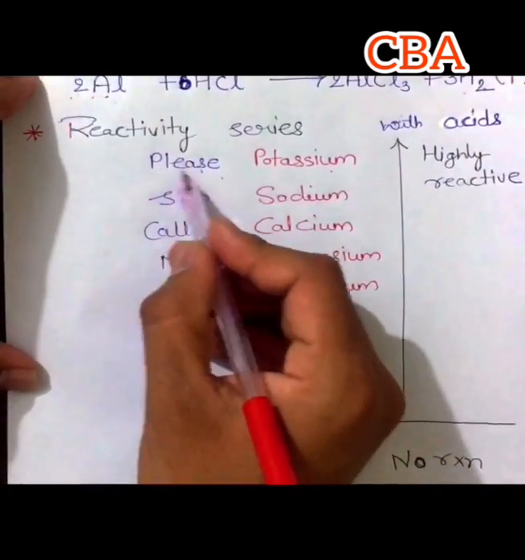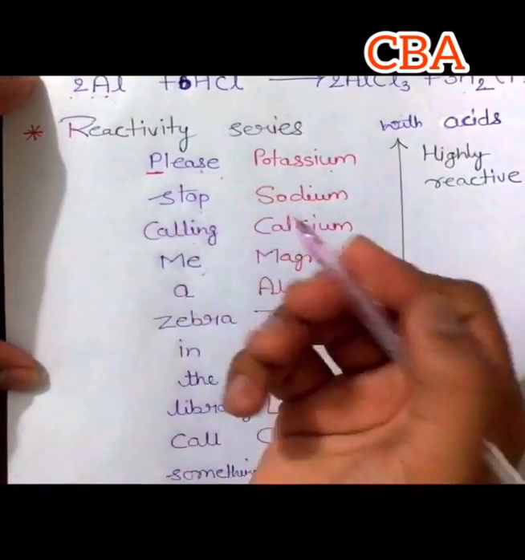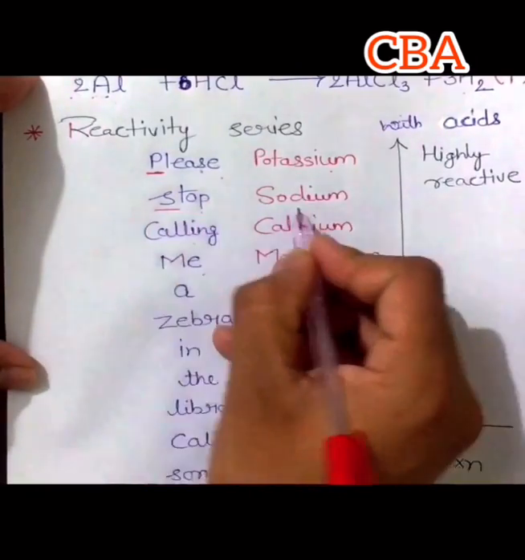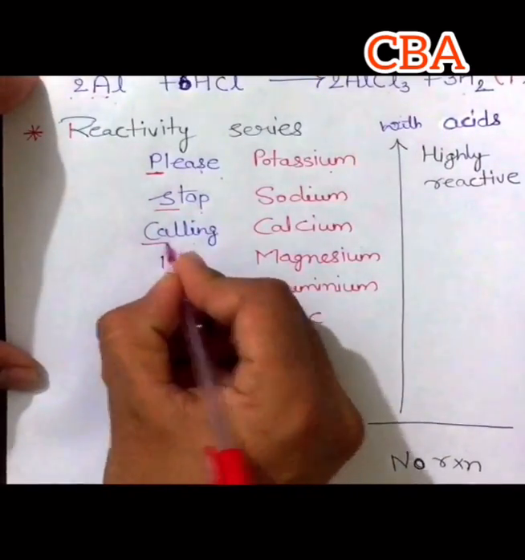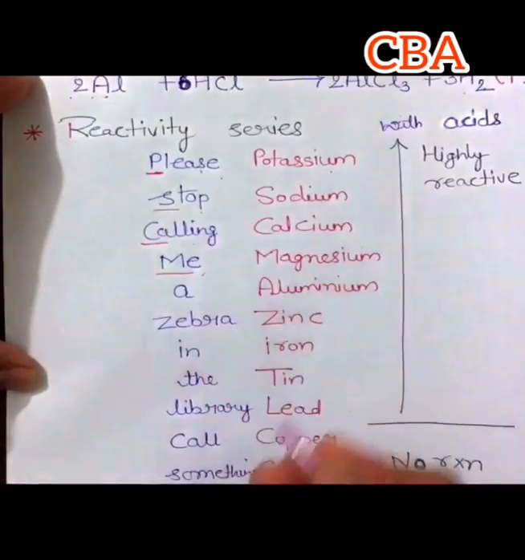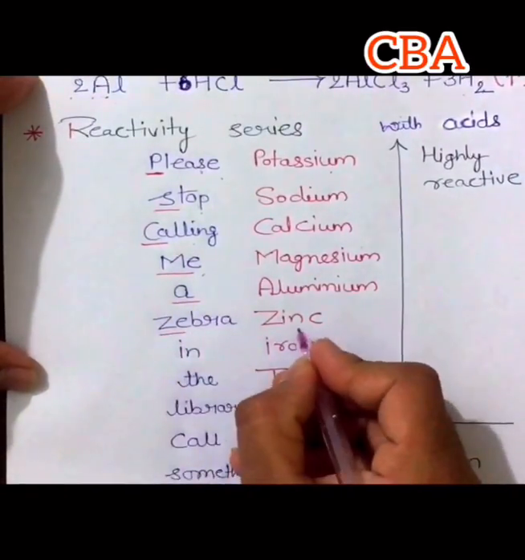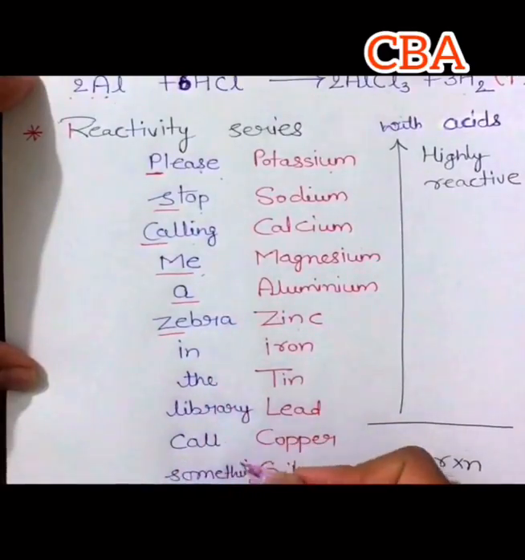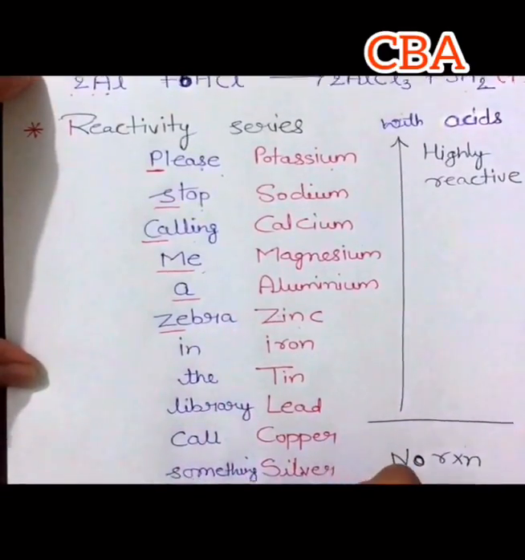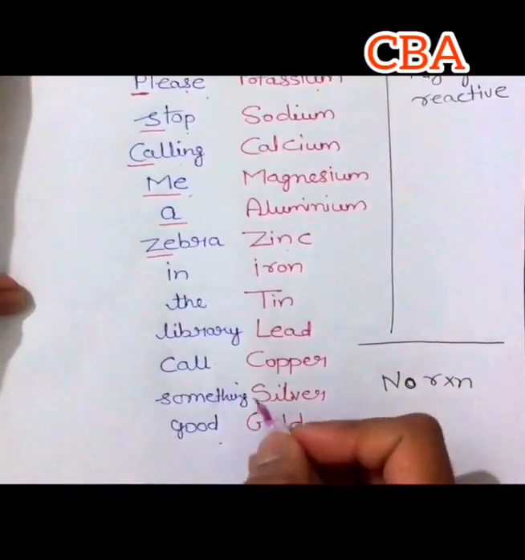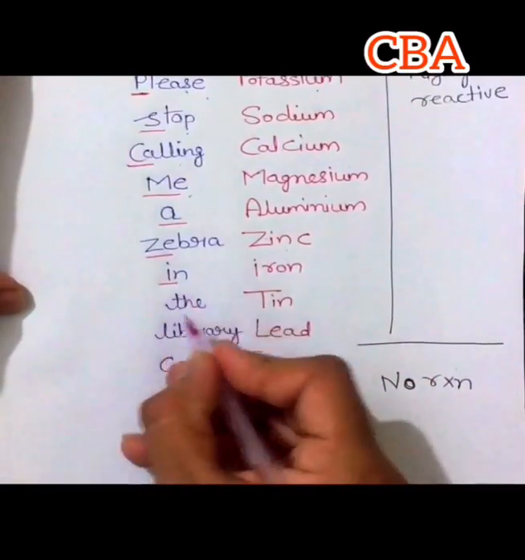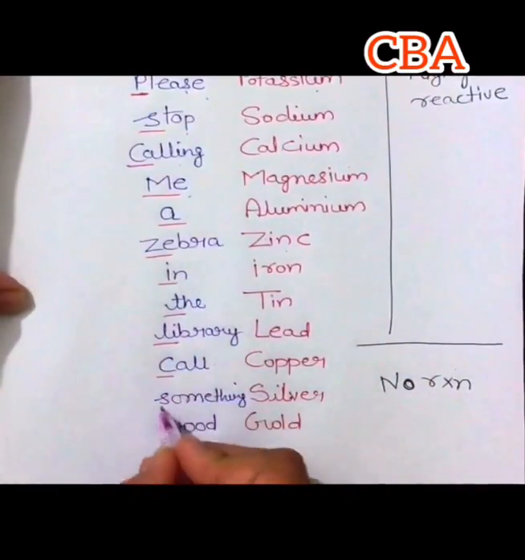Please: P for please, P for potassium. Please stop, S for stop, S for sodium. Stop calling me, that is magnesium. Zebra, that is aluminium. Zebra, that is zinc. In the library, call something good. So this is how you can easily learn the reactivity series. This is the trick to learn the reactivity series.